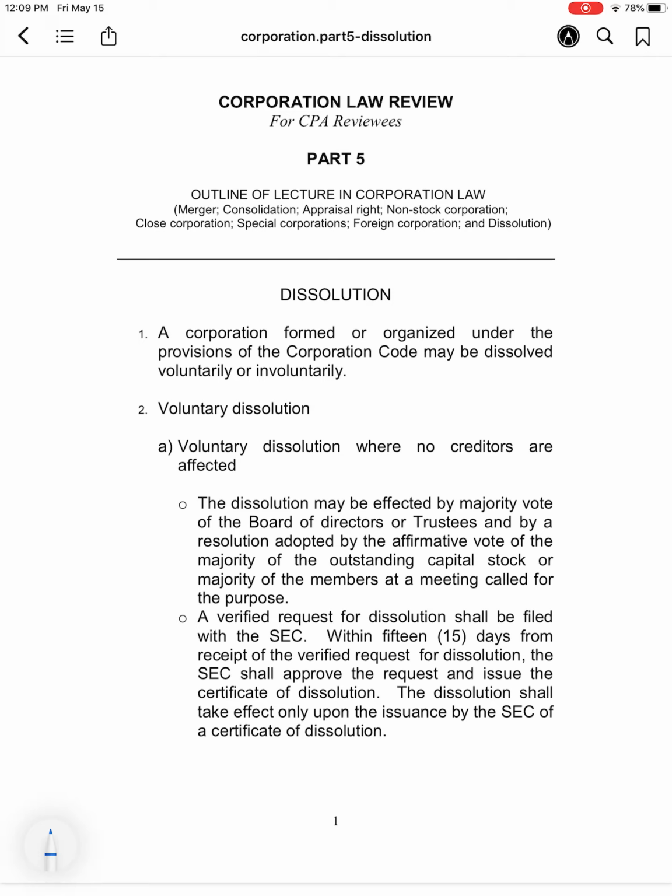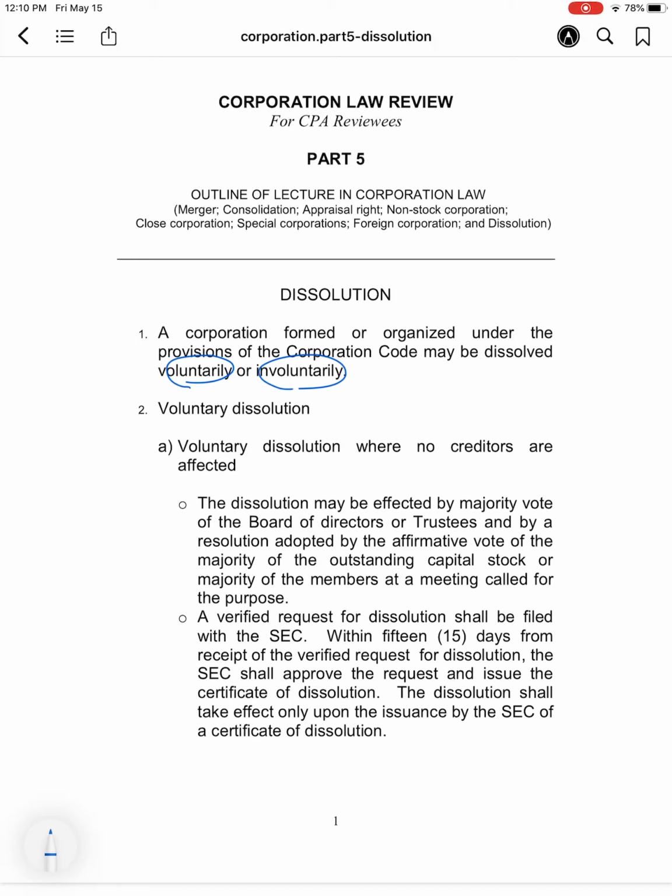Yung subtopic ay dissolution. Number 1. A corporation formed or organized under the provisions of the Corporation Code may be dissolved voluntarily or involuntarily. Yung voluntarily, the initiative comes from the corporation itself. Ayaw niya nang mag-continue. Gusto niya nang magpapadissolve. Yung involuntary, baka gusto niya pang mag-continue, pero hindi na pwede. Dahil baka pinahinto na siya ng SEC or pinahinto siya ng court for certain violations.